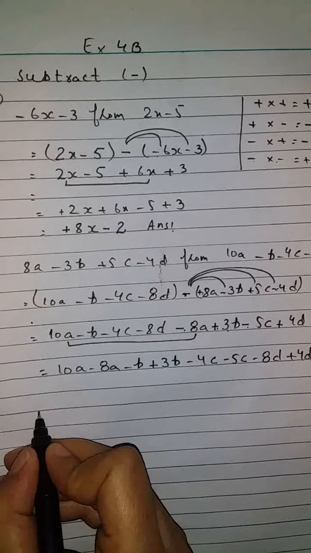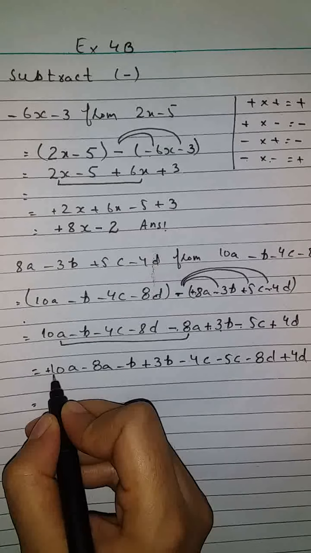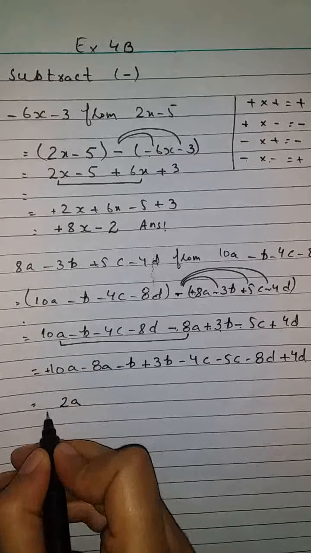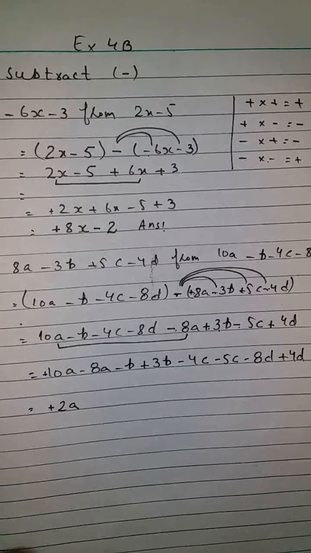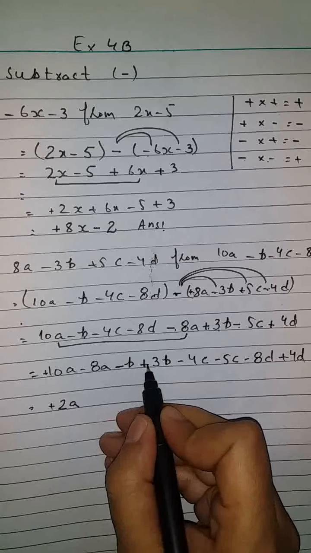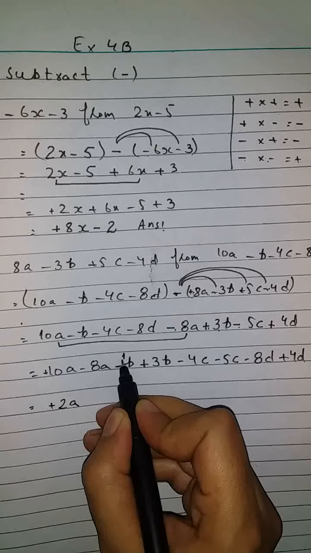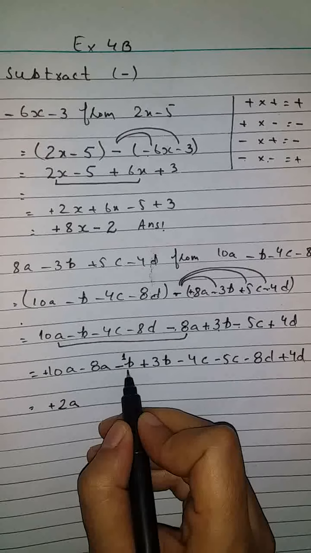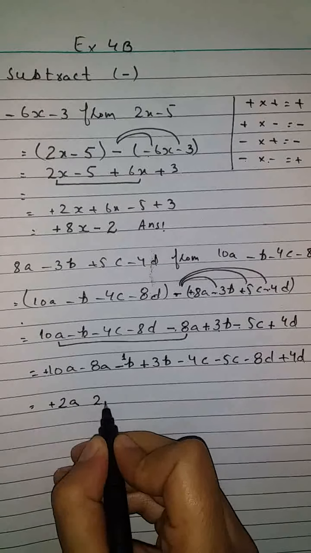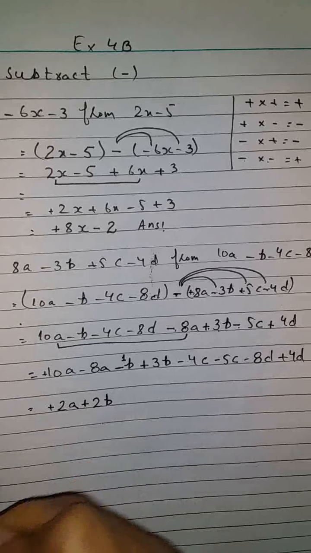After this we solve. Just like there is no sign with 10a, it means there is a plus sign. 10 minus 8 is 2a. The biggest value is 10 and 10 has a plus sign, that's why we will put plus here. Okay, now there is minus b and there is plus 3b. There is no constant with b, it means there is one constant. If any variable has no constant, it means there is one constant. Now 3 minus 1 is 2b, and the biggest value is 3 and 3 has a plus sign, that's why we will put plus here.